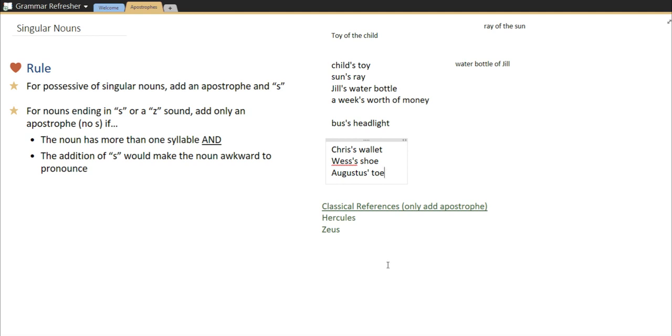Now, an exception here is for classical references. If we're talking about Greek and Roman gods, we only add an apostrophe after these names. Even though you could probably technically say Zeus's, the rule in many grammar books is that with classical references, you only add an apostrophe to make these words possessive. So we have Hercules' story and Zeus' wife.